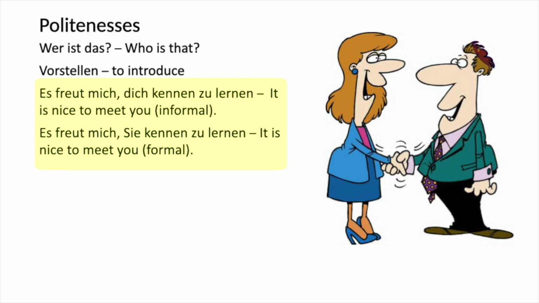So when you're first meeting somebody, you're learning to know them in that way. That's why it's kennenzulernen. And if it's a pleasure, then you say es freut mich. Freut is basically referring to some sort of pleasure, and es, we already know, is it. Mich is me. So es freut mich, dich kennenzulernen is it's a pleasure to me to learn to know you.